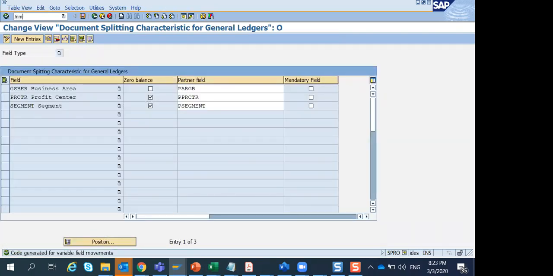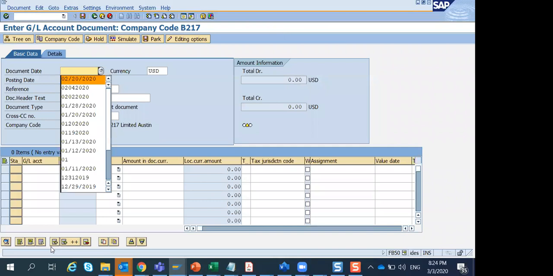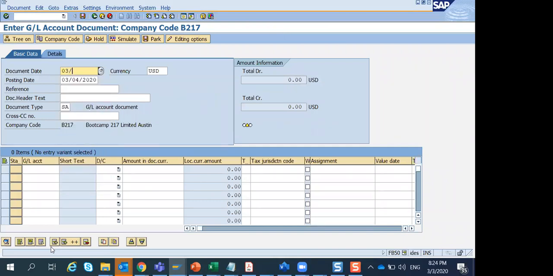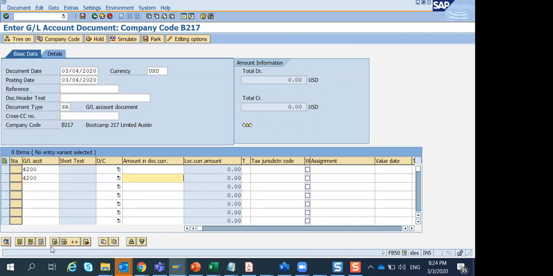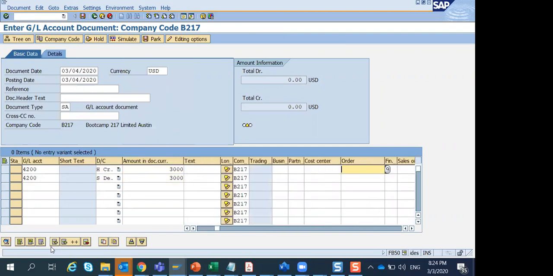Now let's do the same test again. FB50, same test, exactly the same everything. The first time it's going to do a little thing, but after it does the first transaction, it's going to be smooth. 03.04.2020, and you come here, same GL account, same exact transaction, guys. Debit and credit, same amount, 3,000, 3,000. But now let's see here. Same profit center, same everything. So again, here's one for marketing, one for production. Click enter.